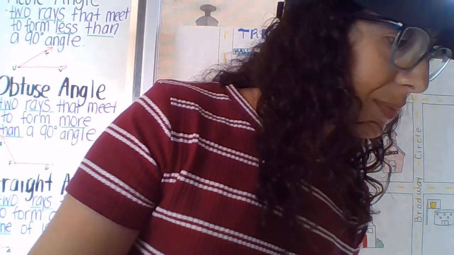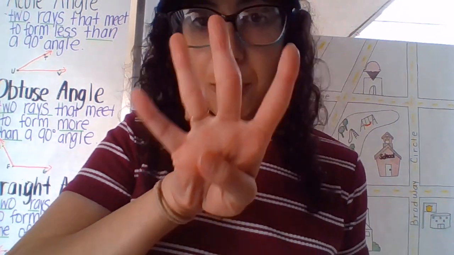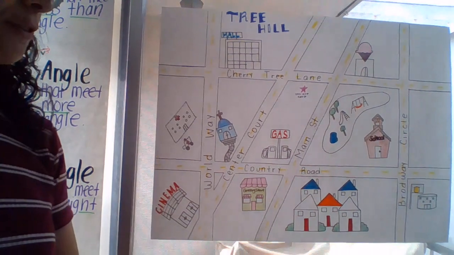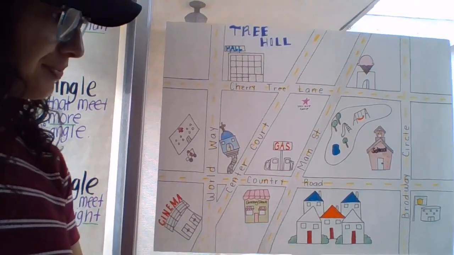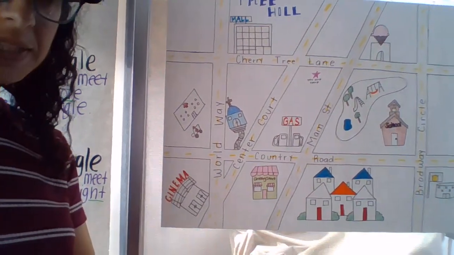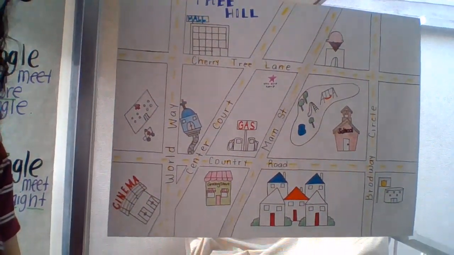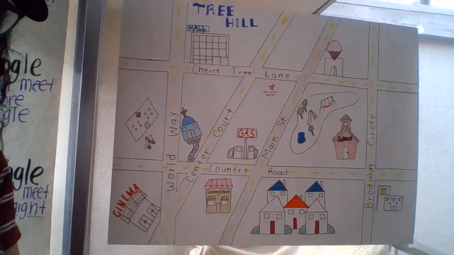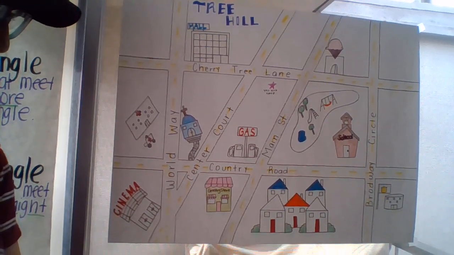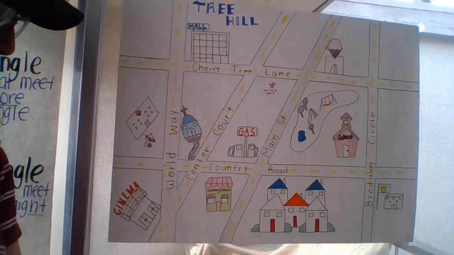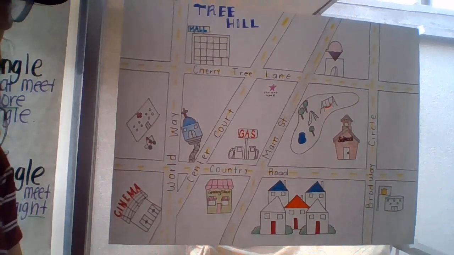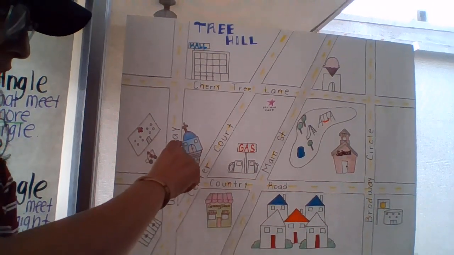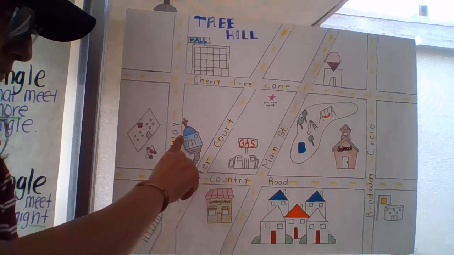Then I need at least 4 quadrilaterals in my city. Okay. 4 quadrilaterals. Do you guys see any quadrilaterals in here? I'll let you study it. Because I do. I see many. So I challenged myself and I tried to include all of the quadrilaterals. So you see here, here's a square.